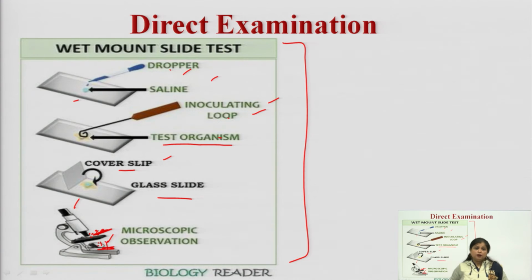You must have these types of glass slides. But before using these glass slides, you have to sterilize them. You can't use them as they are. First you need to sterilize each and every glassware and equipment which you are going to use, whether it is an inoculating loop, a glass slide, a dropper, or a cover slip. All the equipment and glassware need to be sterilized using a hot air oven.